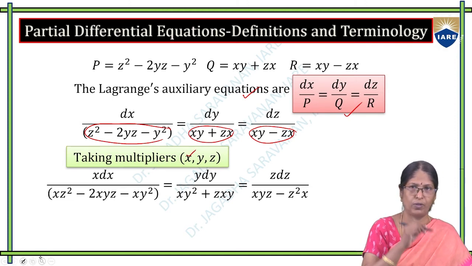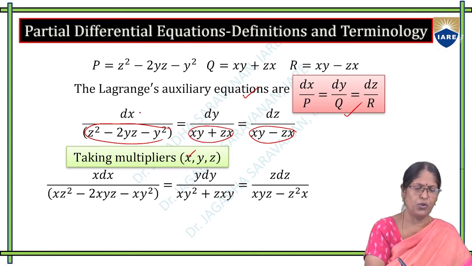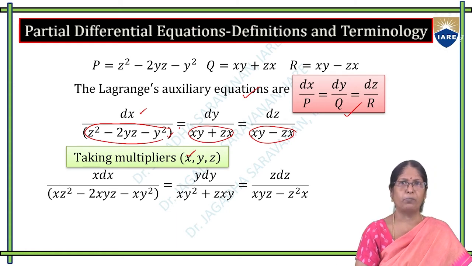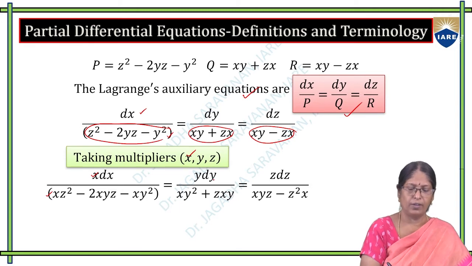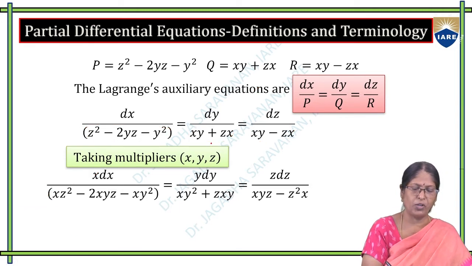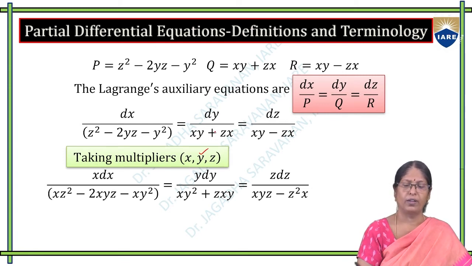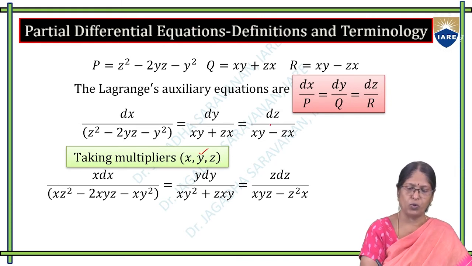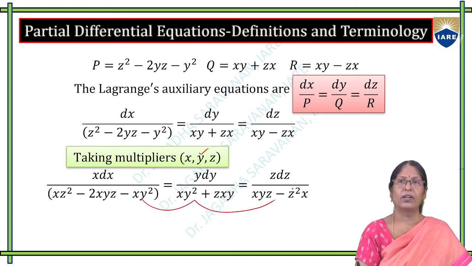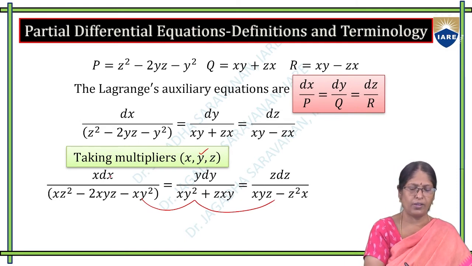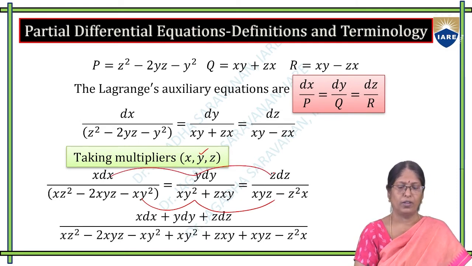Here x is there, and we multiply numerator and denominator by it. The second one is y, and we multiply numerator and denominator. The third one is z, and again we multiply numerator and denominator. After multiplying, we add all the numerators and denominators. So we added.